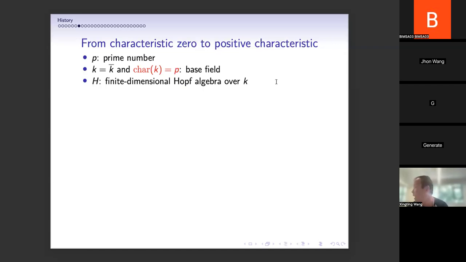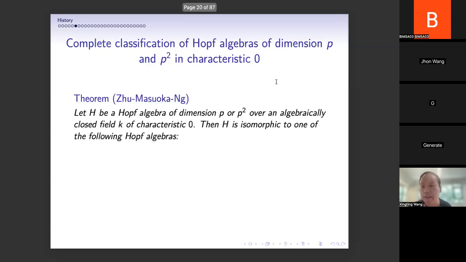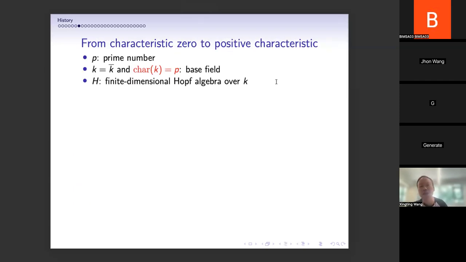Like using Maschke's theorem, right? A finite group algebra over C is always semisimple, but if you move to characteristic P and P divides the order of your group, you're going to have modular representation cases. So we expect things to become a little bit blurry in this case.